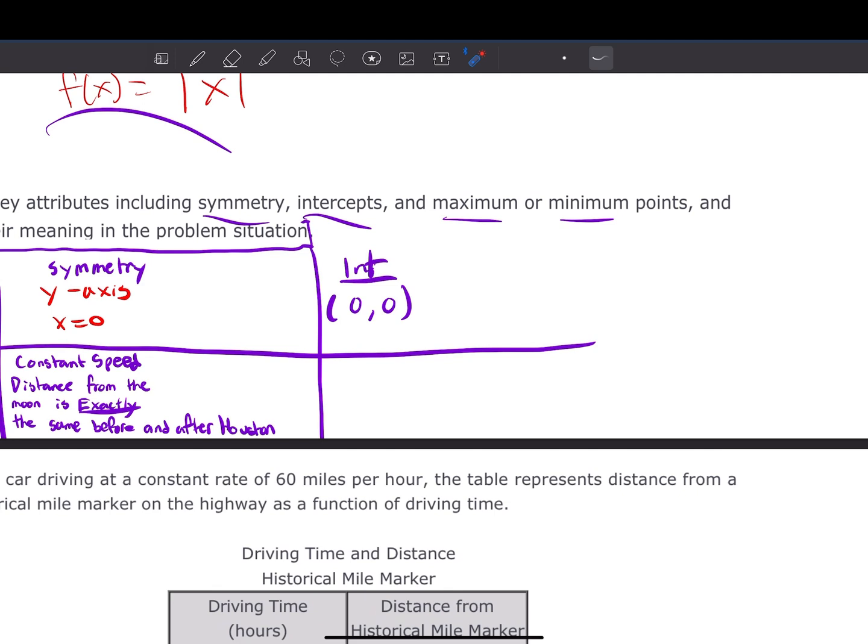And you should tell someone that. If someone asks, well, what does the origin mean? What was important about those intercepts? Well, that's where the moon is over Houston. And we should know where that relative point is.